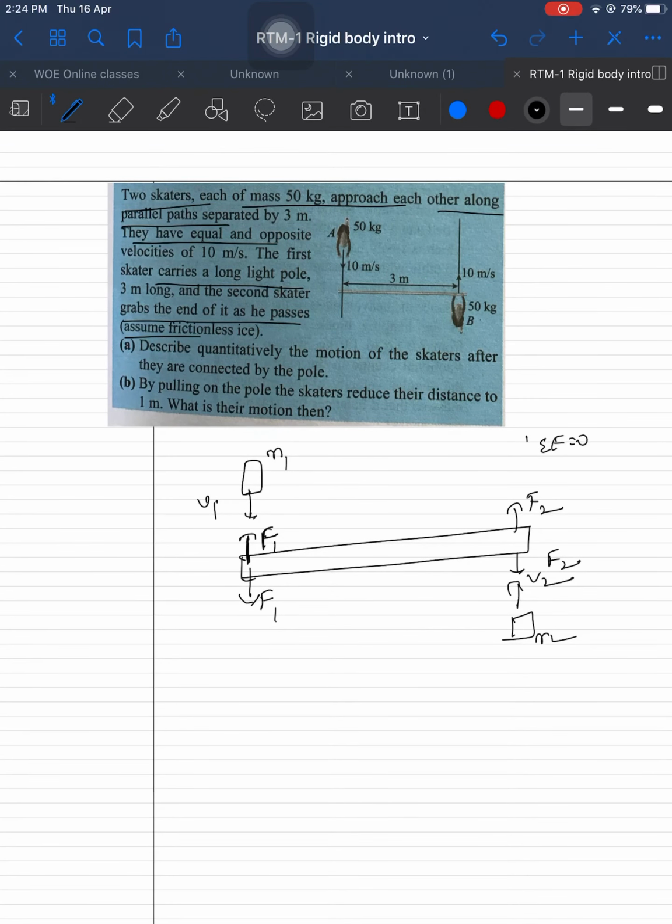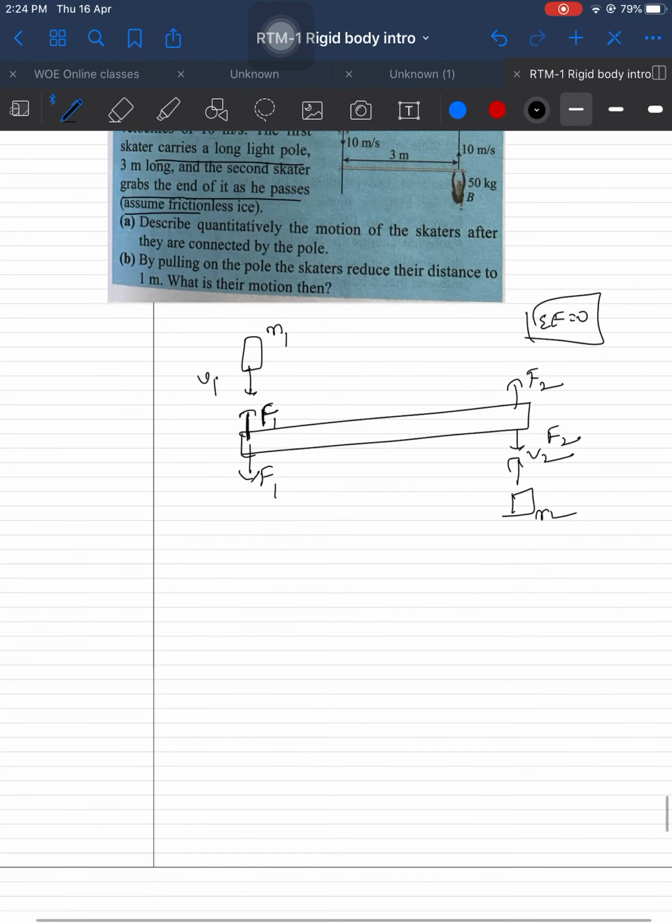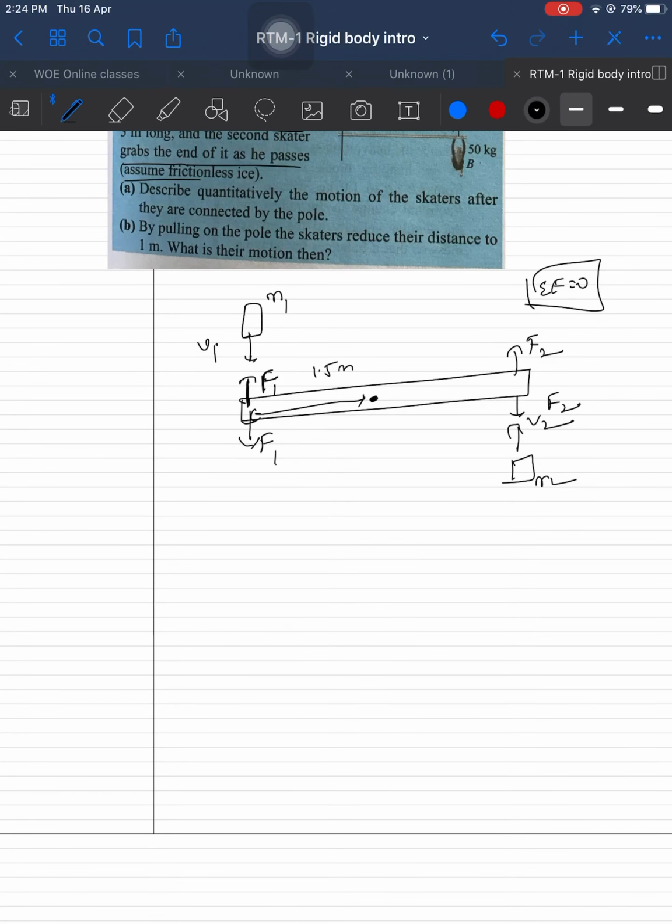Net force is equal to 0. Net torque I can balance; net torque will obviously be 0. I can do it about any point, but I am doing it about the center, which will be easy for me. It's 1.5 meters. And if you write the equations now, what is the angular momentum? The particle is moving with the velocity v, so m1 v1 into r.